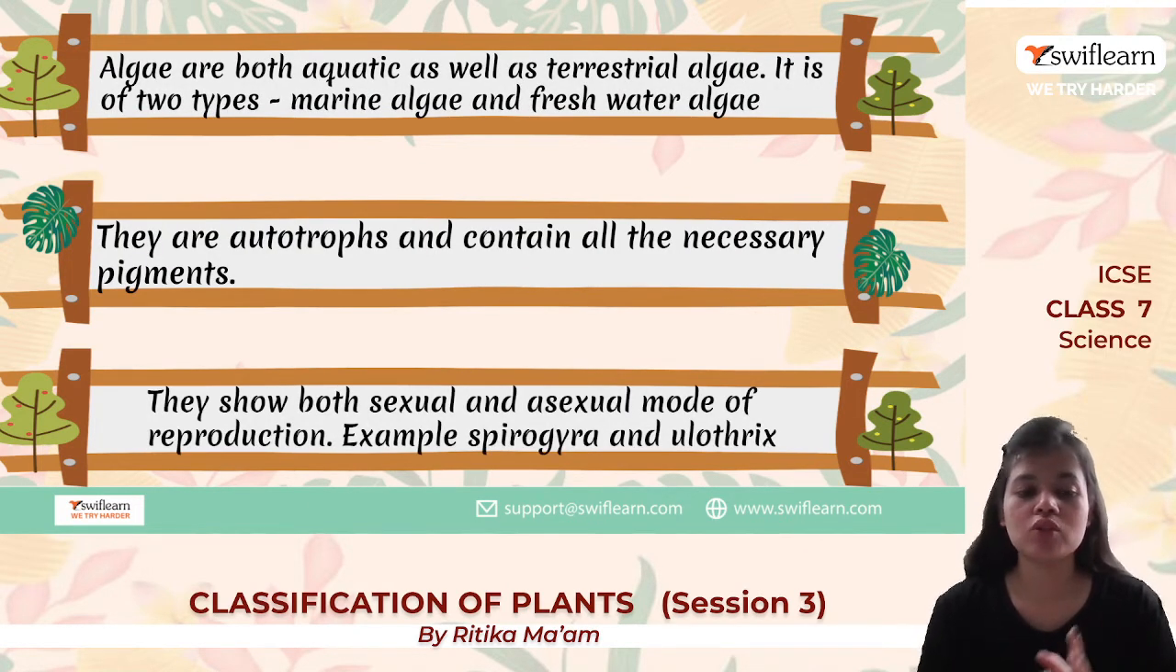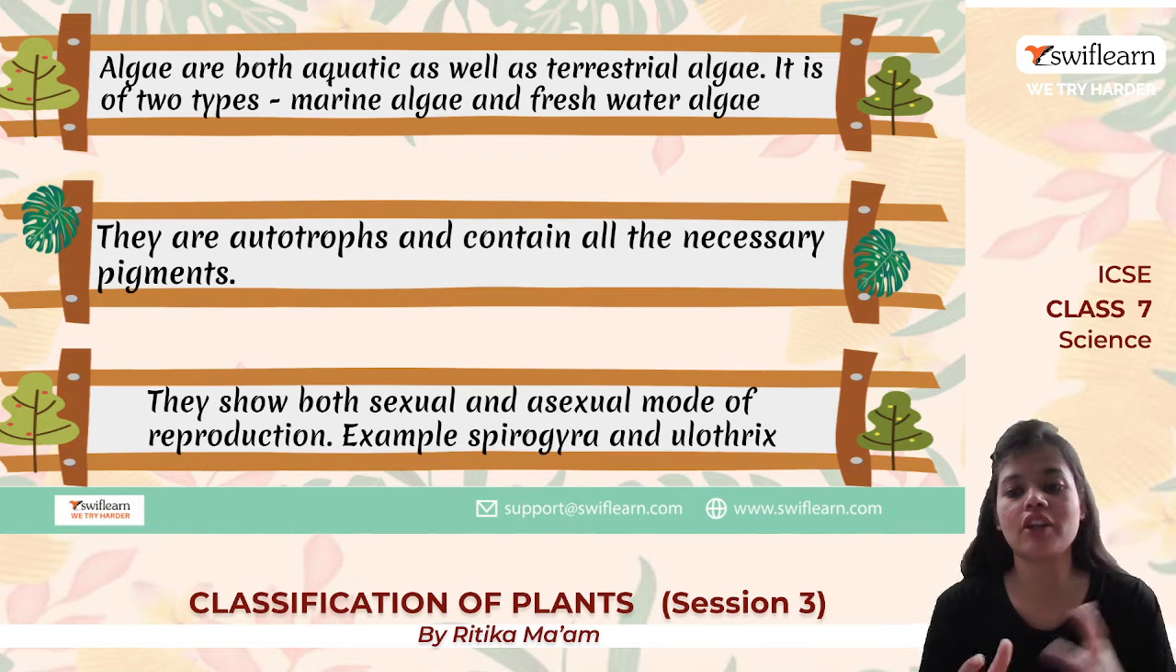Normally we have 2 types of algae, which are aquatic and terrestrial. And talking about aquatic, we have marine algae and freshwater algae. Since they have chlorophyll, they are autotrophs because they have all the necessary pigments which are required to make their own food.